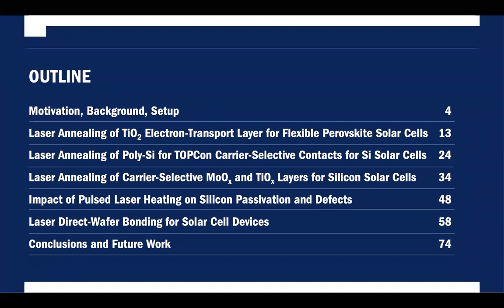Following that, we'll change gears a bit and discuss the impact of pulse laser heating on silicon passivation and degeneration of defects. And lastly, I'll discuss a laser direct wafer bonding method for solar cell devices. And then I'll discuss the conclusions and any future work.